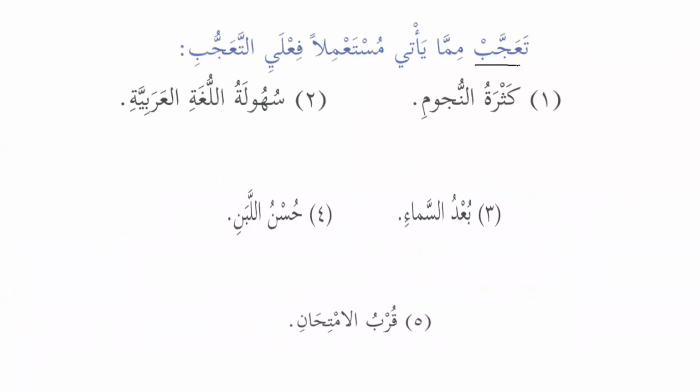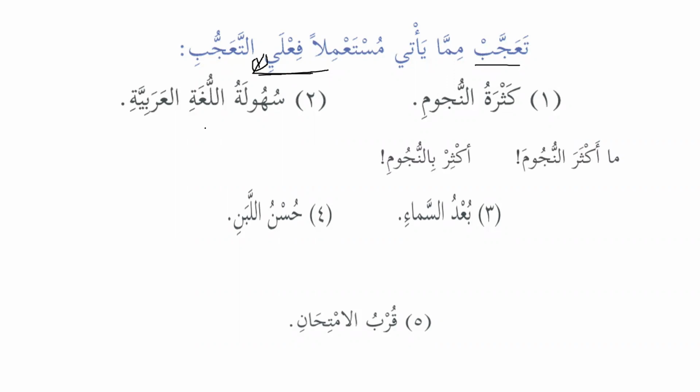Ta'ajjab, now you have to exclaim. Ta'ajjab mimma ya'ti musta'milan fi'lay. So it was fi'lani, fi'laini, and we know that when it is used as mudaf, then the noon gets dropped. So it was fi'laini, and the noon has been dropped. It is fi'layit ta'ajjubi. So we have 2 fi'l of ta'ajjub and we have to use them. Kathratun nujumi. So we have to use both ma af'alahu and af'il bihi. So it will be ma akthar an-nujuma. Excellent, yes. And akthir bin nujumi. Excellent. So the meaning will be the same.